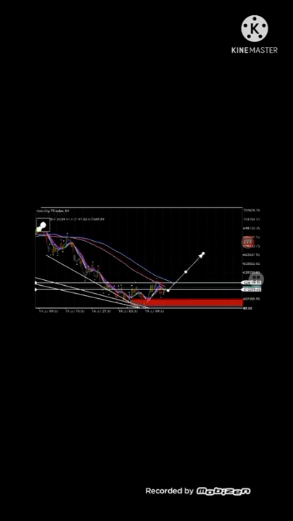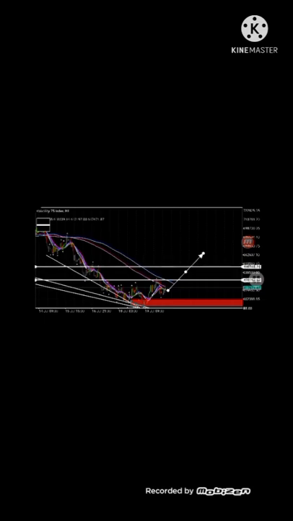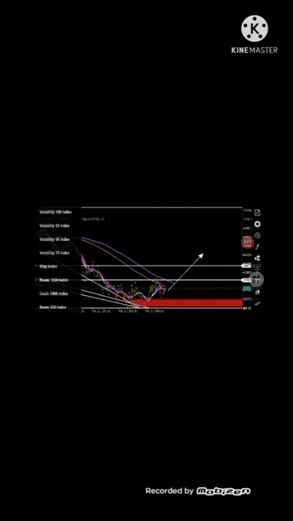Where is your take profit for this market? Where is the first take profit? This is your first TP actually. Here's your first take profit, then here's your next take profit. Okay, this is trading on the 1 hour time frame. Let's check what happened on the 4 hour time frame earlier.